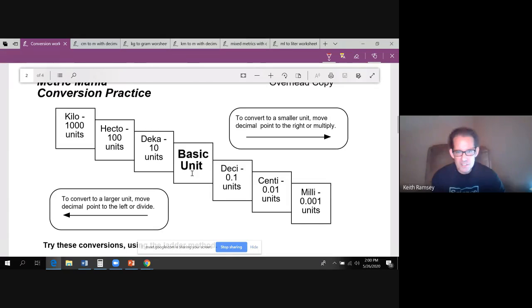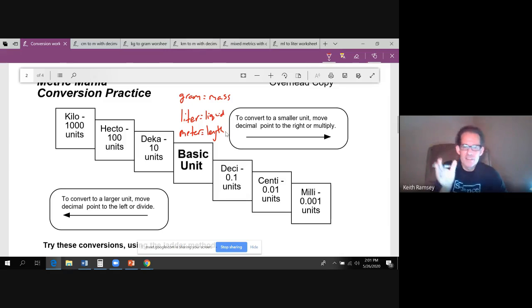So in your basic units right here in the middle, I want you to think here's a meter. It could be a liter, or it can be a gram. So again, gram is mass, like how much something weighs, how much space it takes up. Liter is liquid, and a meter is for length.